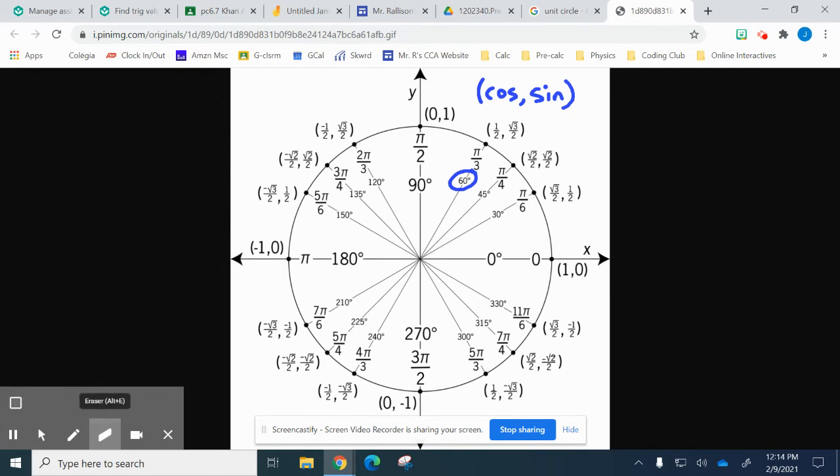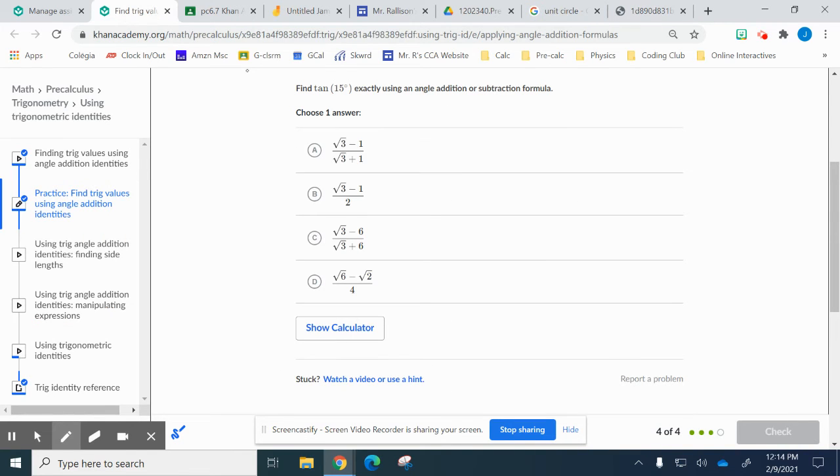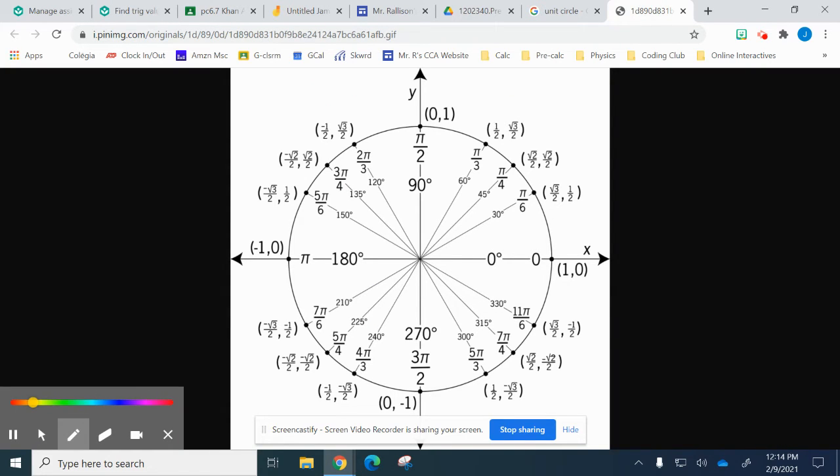maybe let me erase that. Yes, good. Things are working. So it's asking us to find the tangent of 15 degrees. And so this is going to cover everything because the tangent ones are a little more complicated, and I hope I can get it done. So the tangent of 15 degrees, that's what we want, whatever that is.